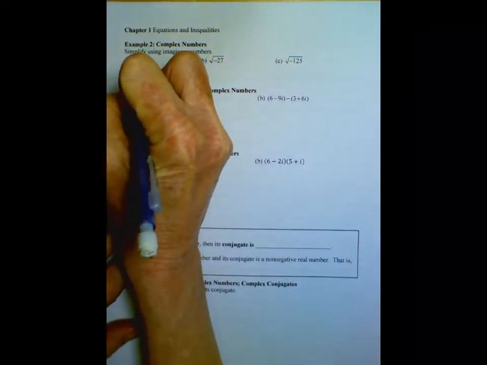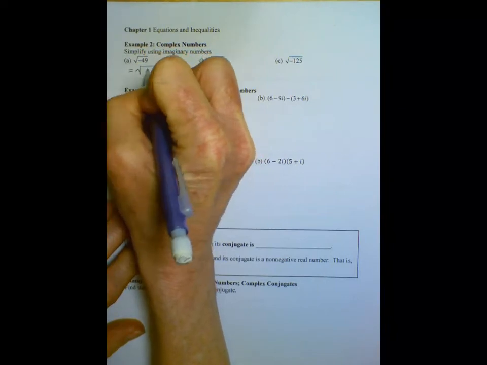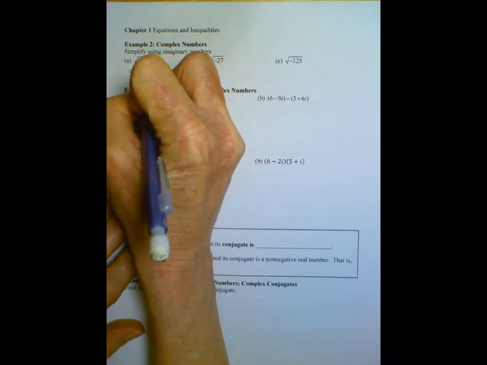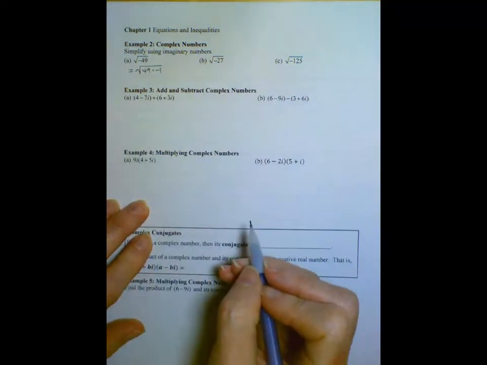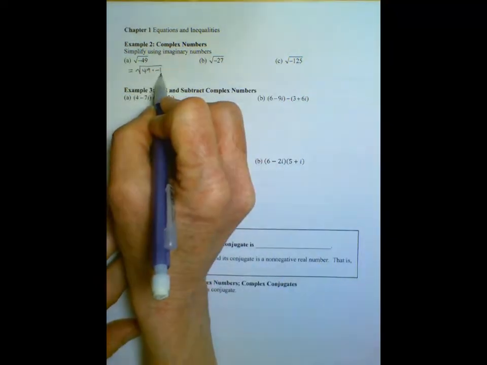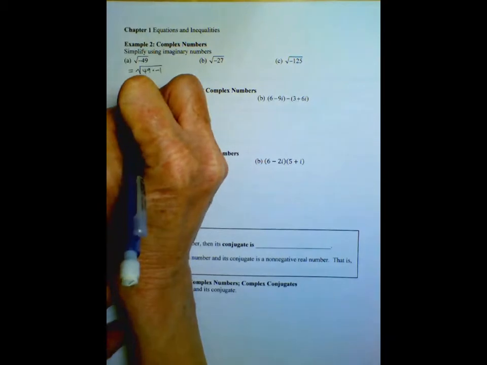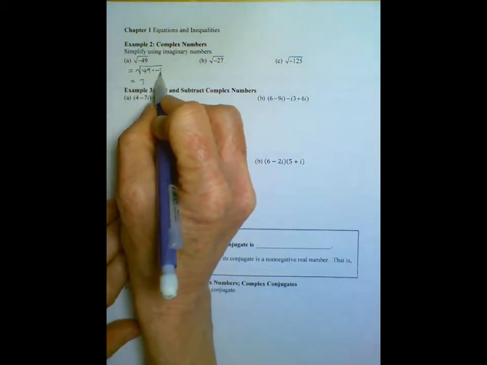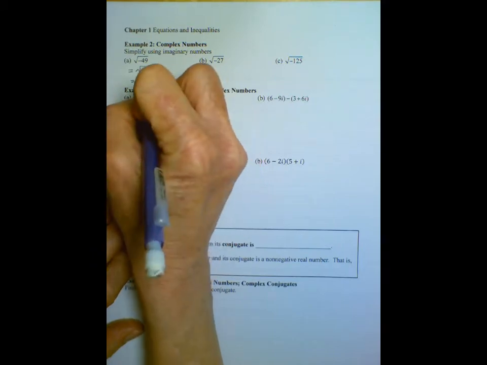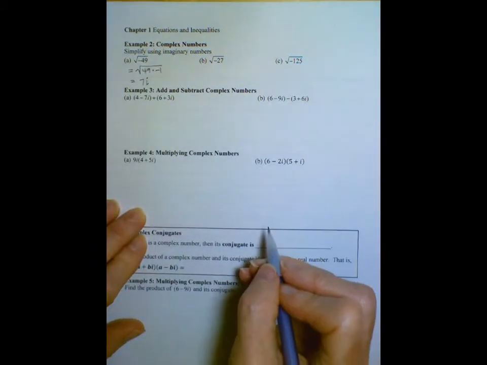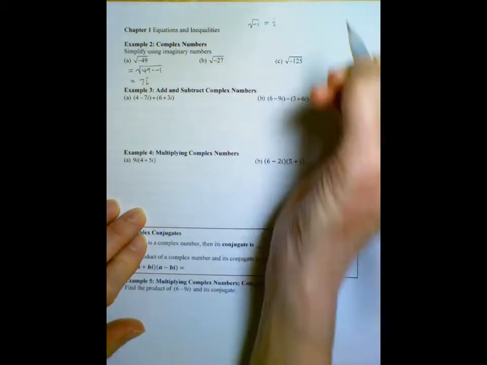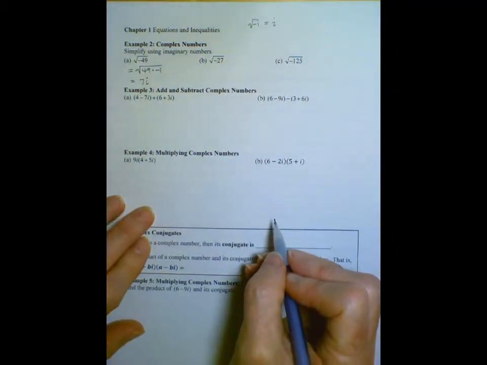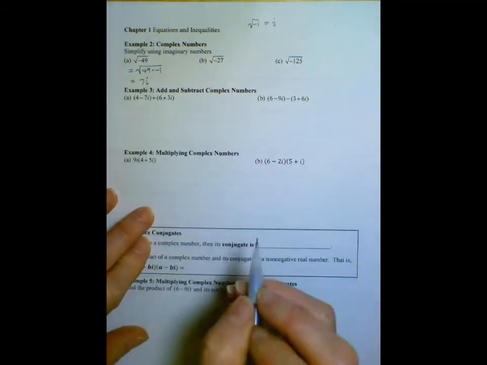Well, let's break it down to 49 times negative 1, right? So now we know our square root properties say we can take the square root of 49 and get 7, and we can take the square root of negative 1, and what do we get? i. Remember, that's our definition: the square root of negative 1 is equal to i. Anytime we see the square root of negative 1, we simplify it to i.